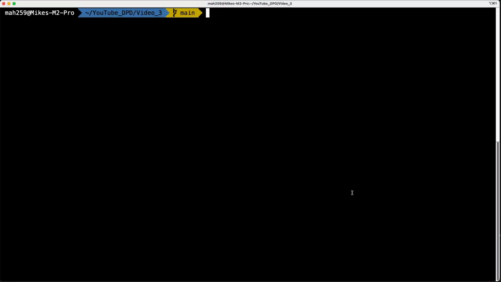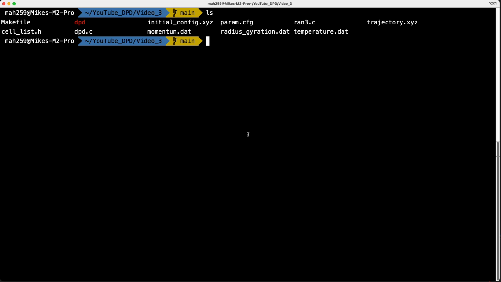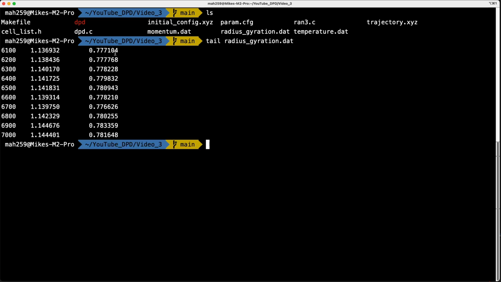If we take a look at what the code has generated, we've got everything that we would expect. We've got a file with temperature. We have a file with the momentum. We have a file with the radius of gyration, and actually, I modified the code slightly and didn't tell you to output the average bond length, okay? So we've got about 0.77, 0.78.